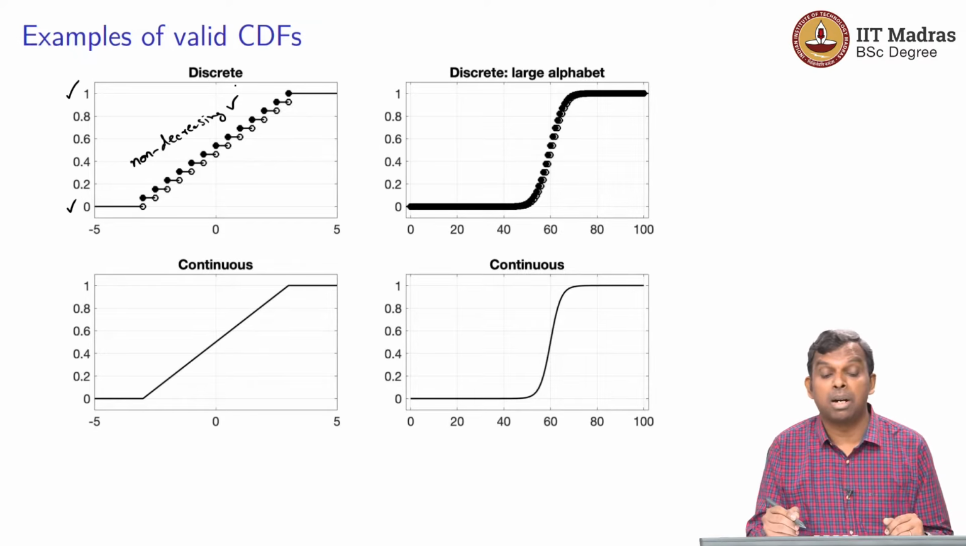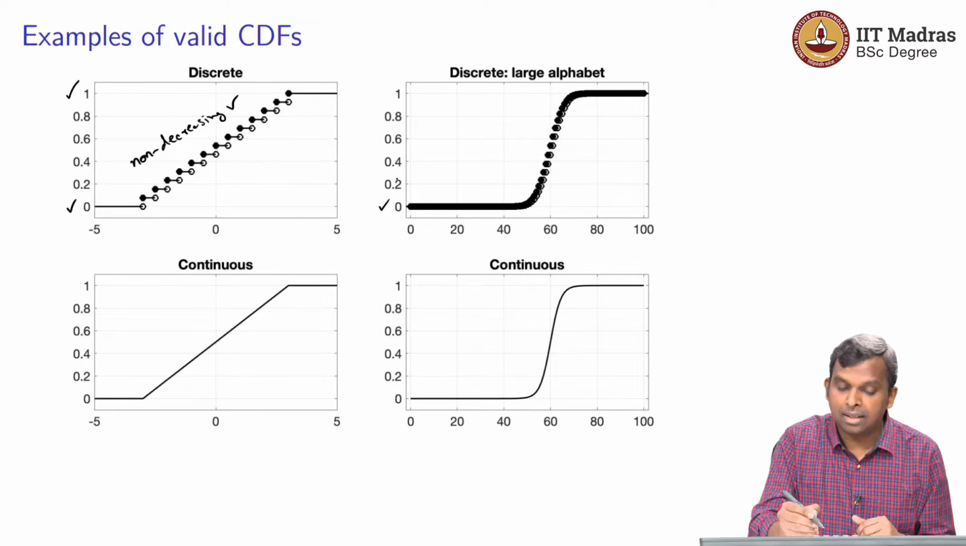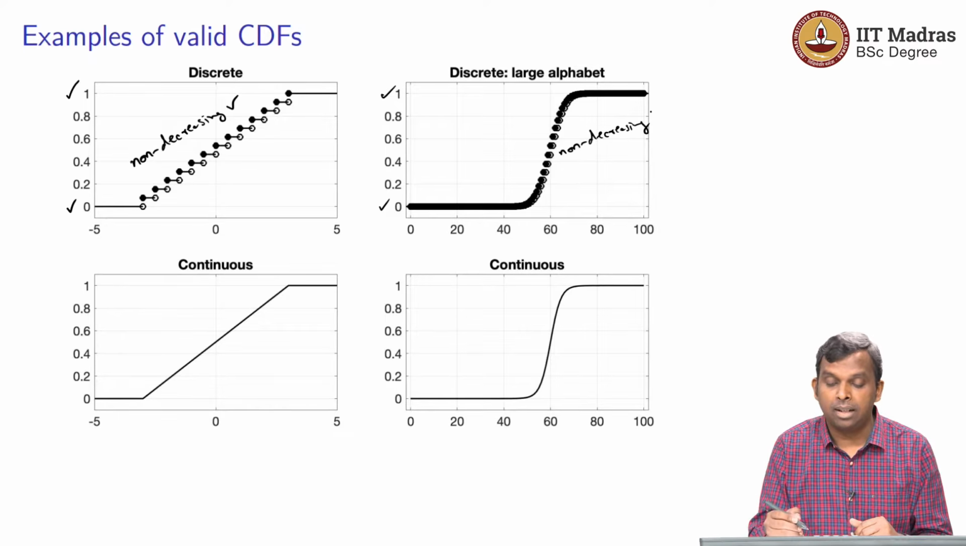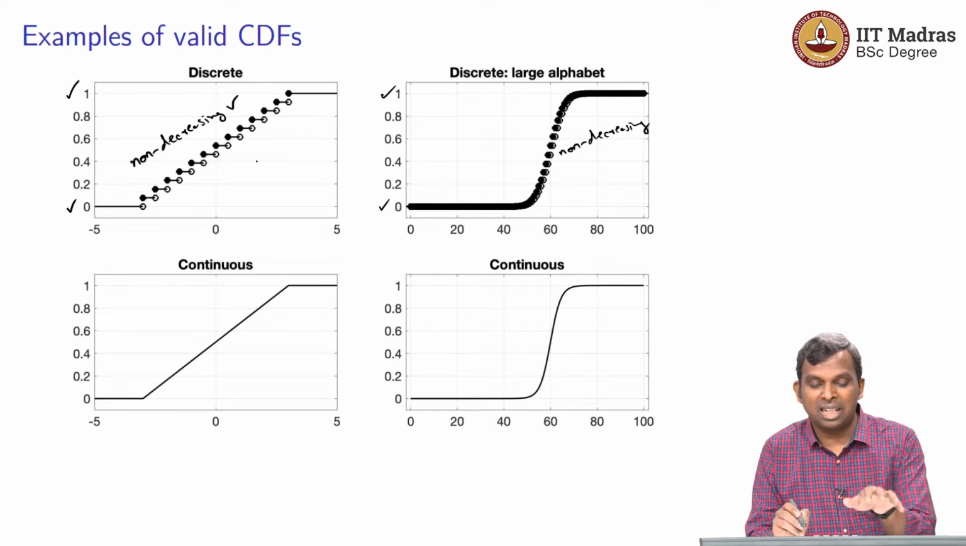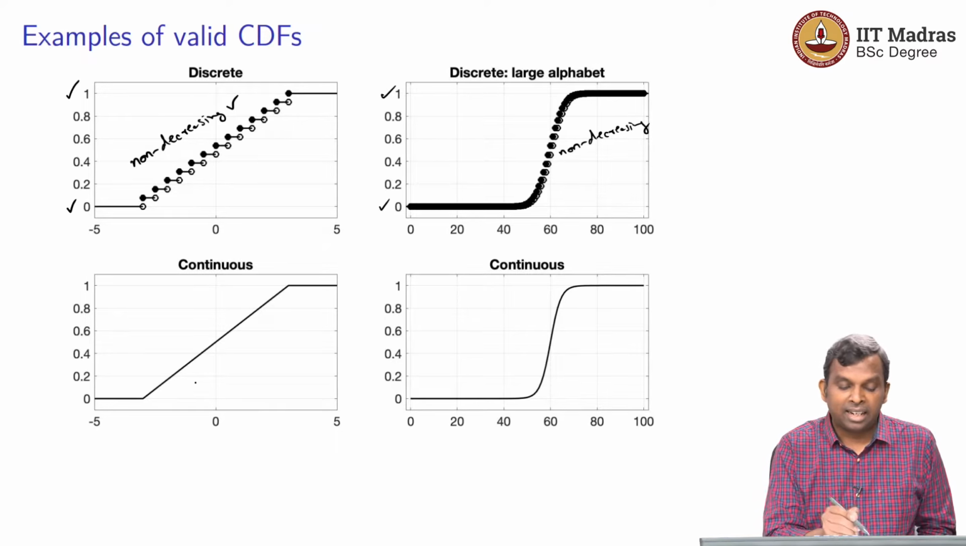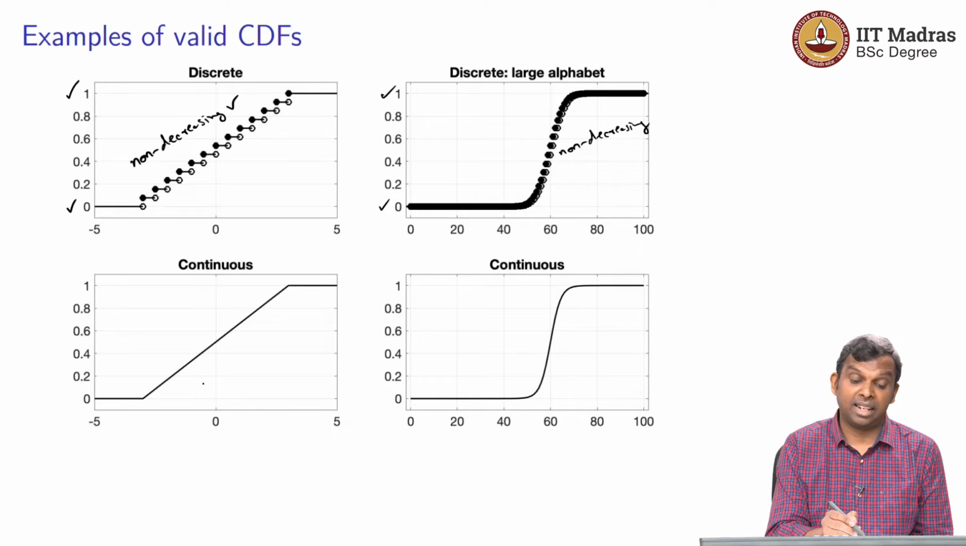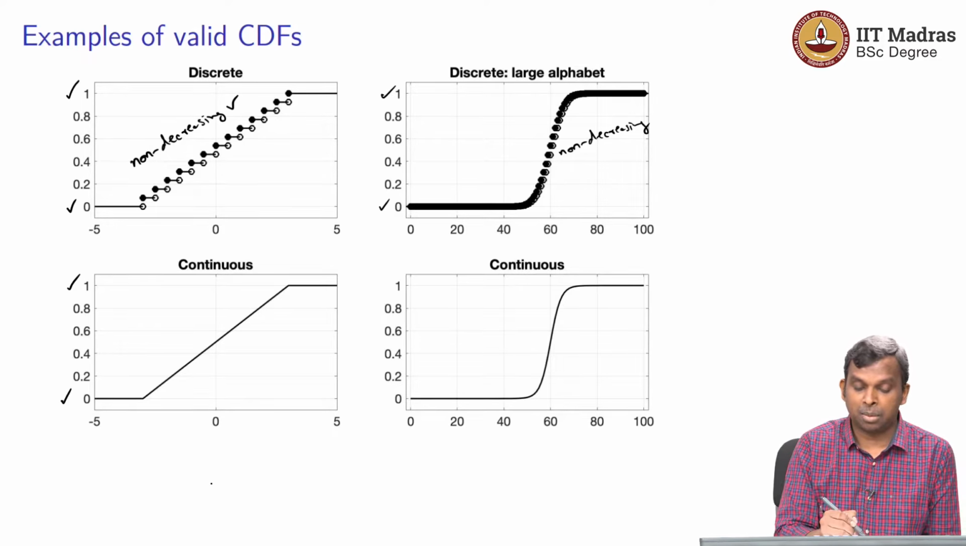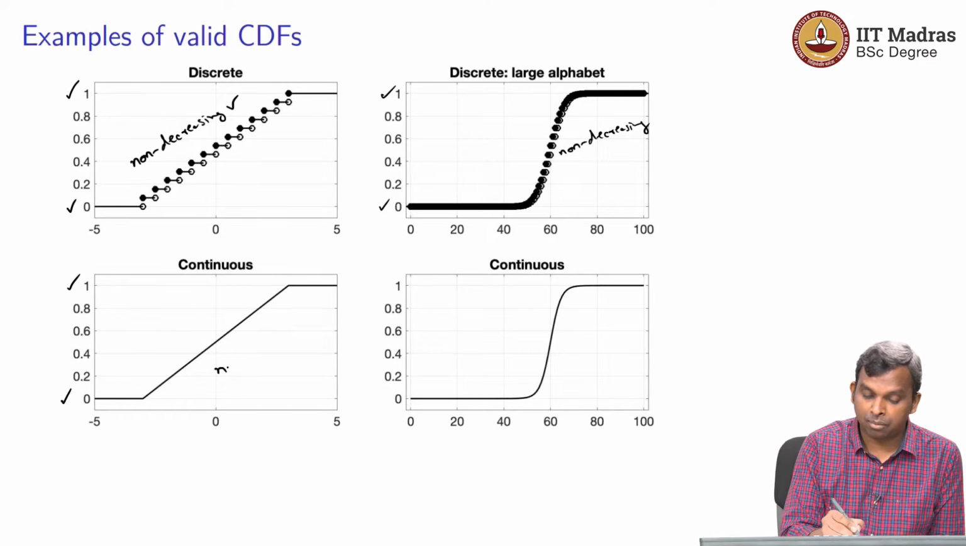Yes, that's also a tick mark, so it's a valid CDF. So it starts at 0, ends at 1, and it's non-decreasing. Okay, so both of these, you can see they come from the discrete world, and here is a continuous CDF. It starts at 0, that's a tick mark, it ends at 1, that's a tick mark, and you can see it's non-decreasing.